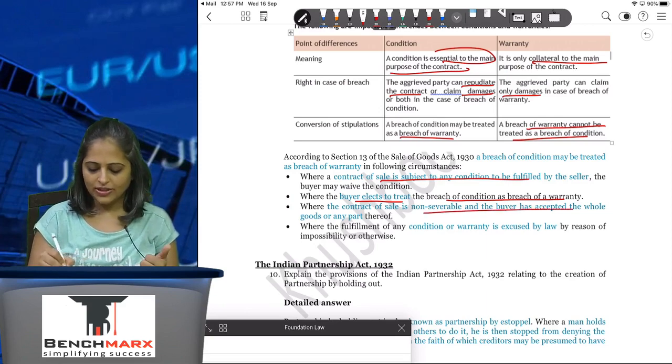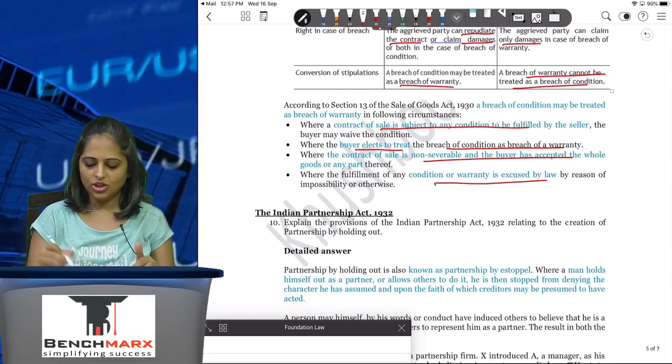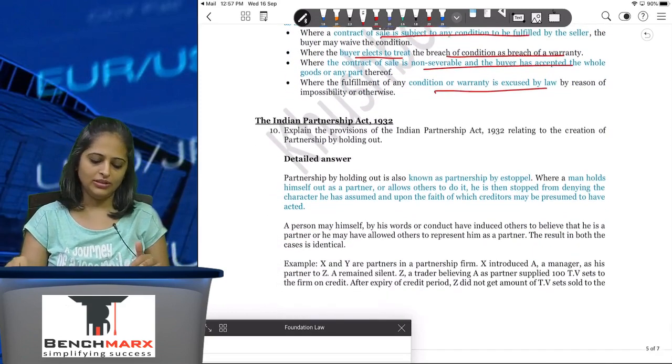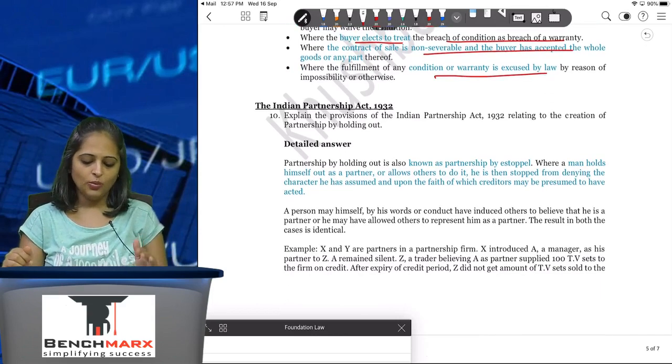Contract of sale is non-severable and the buyer has accepted the whole goods or any part, and the condition of warranty is excused by law. In those cases, you can treat the breach of condition as breach of warranty.